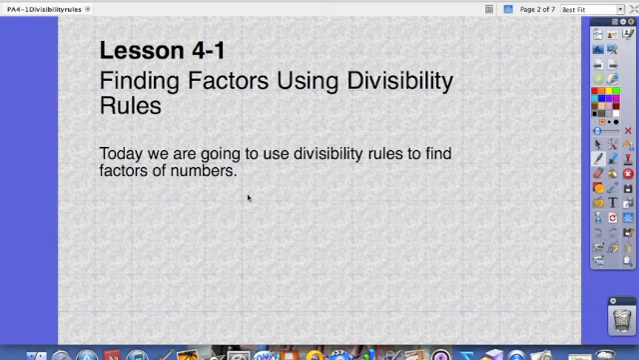Lesson 4-1, Finding Factors Using Divisibility Rules. Today we are going to use divisibility rules to find factors of numbers. This is going to come in very handy since this chapter we're starting on working with fractions. We need to know factors when we deal with common denominators and reducing.